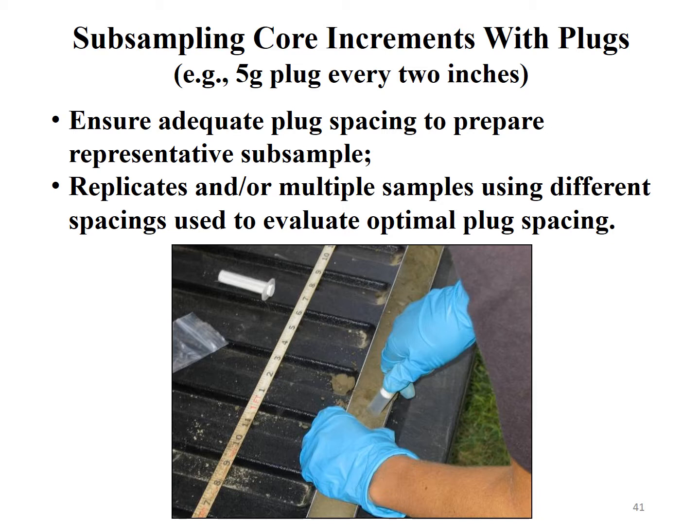This illustrates subsampling the cores with the small plastic open-ended coring device. These are typically 5 to 10 grams, and as I mentioned before, you would take these plugs at various intervals along the length of your DU layer to attempt to get a representative sample of the contaminants along the entire core. Typically that's anywhere from every 2 inches to every 6 inches, depending on the degree of heterogeneity you might expect of the contaminants in those cores.